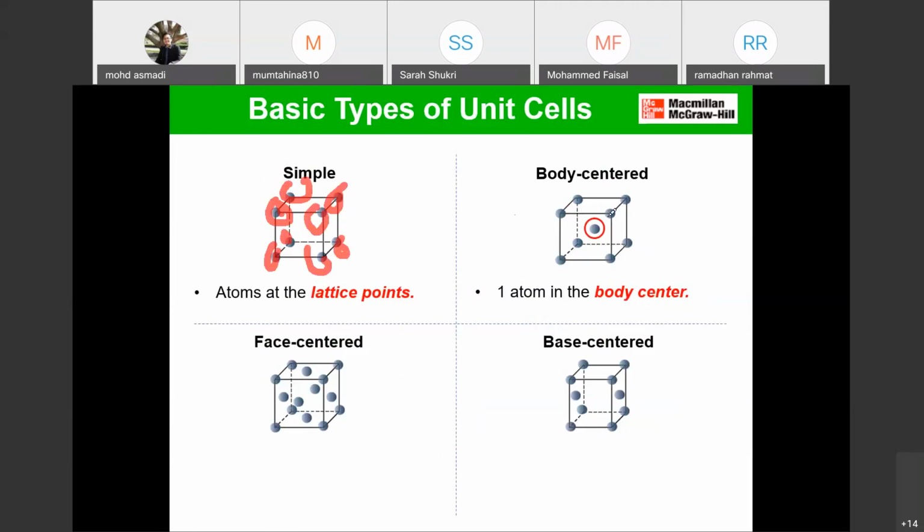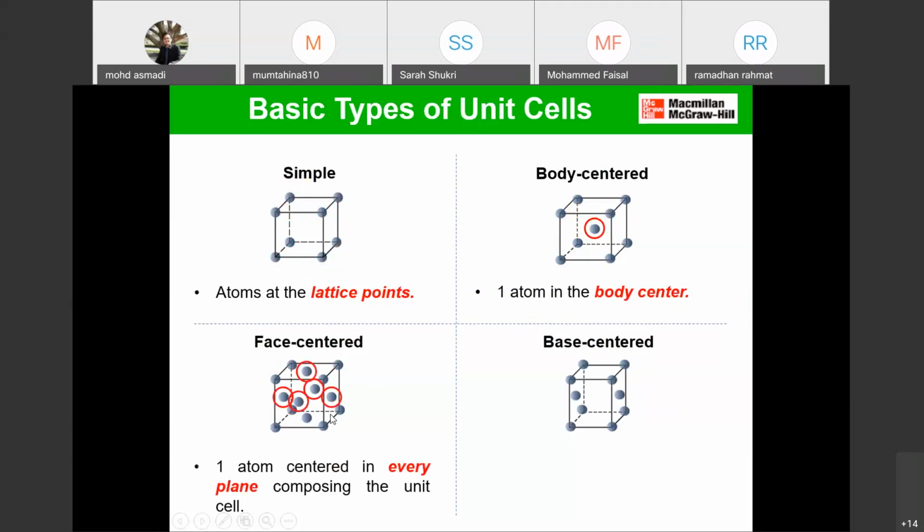Body centered has one atom in the middle of the unit cell. Face centered has atoms at the centers of the faces: 1, 2, 3, 4, 5, 6. So that means 6 atoms, centered in every plane. You have to remember face centered has 6. Base centered has two, on two opposite sides. Body centered has 1. And simple cubic has no body centered atom or atoms at the planes. You have to remember, these are the basic types of the unit cell.